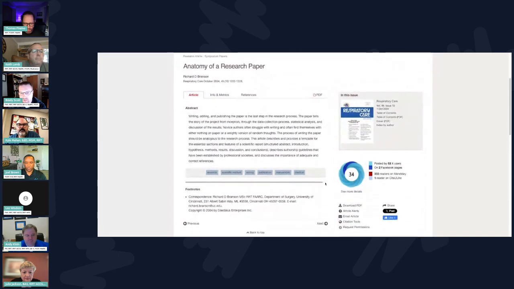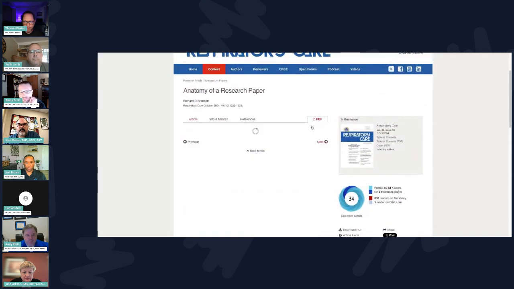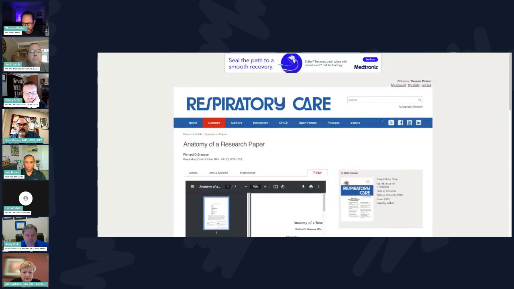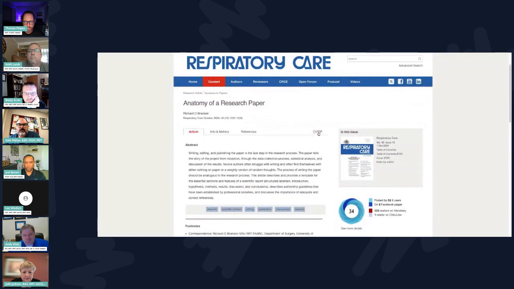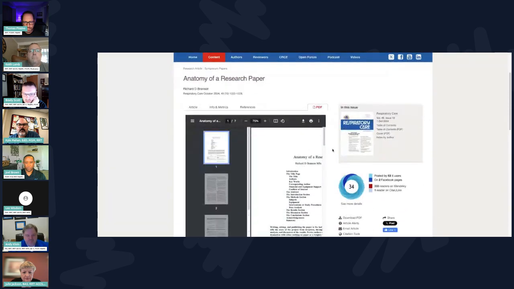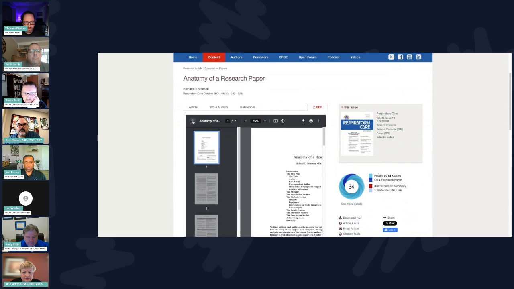If you just hit that PDF button, it should load it. But I might be logged in. Yeah, I'm logged in, that's why I wasn't sure. Let me log out and go back to this page and see if it still shows the PDF. Yep. I think because of the age of the article, it's available.